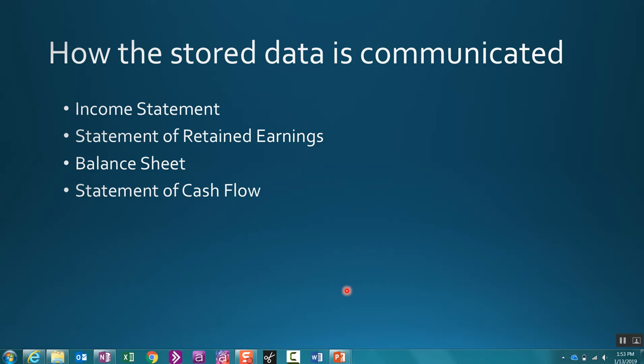And so here we're talking about identifying those transactions, recording and storing those transactions. And then now we come here to how is the stored data communicated? How is it reported? Well, we report it on four major types of financial statements: the income statement, statement of retained earnings and the balance sheet, and the statement of cash flow. These are very important and they must be created in this particular order.